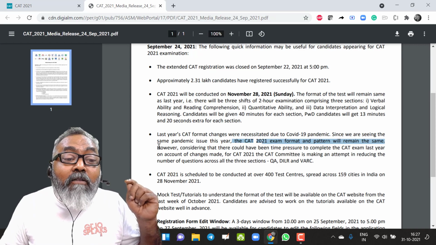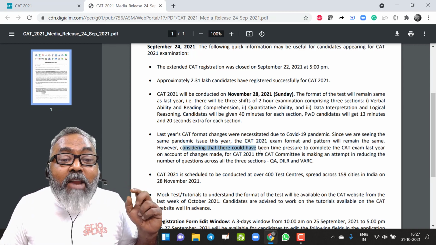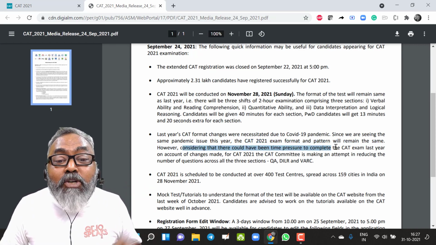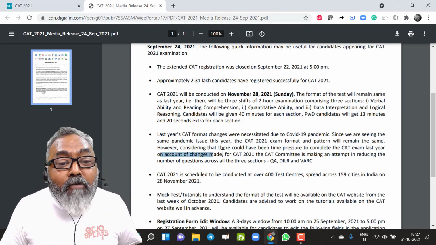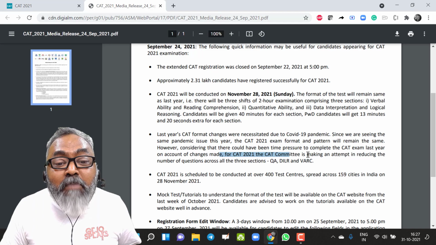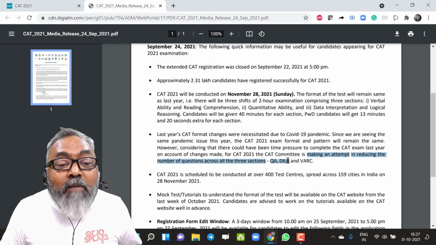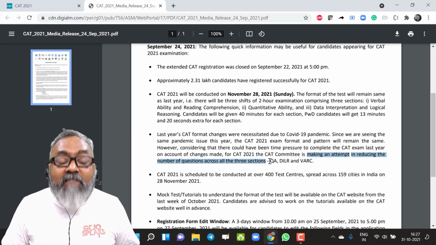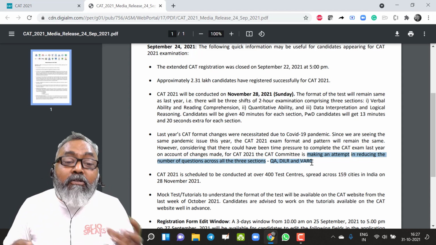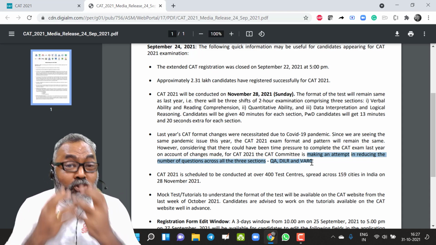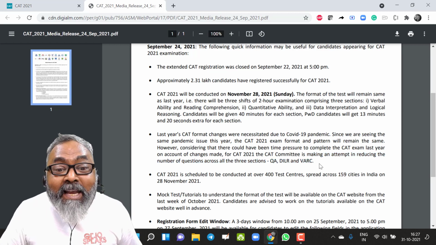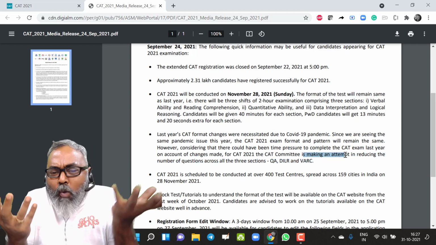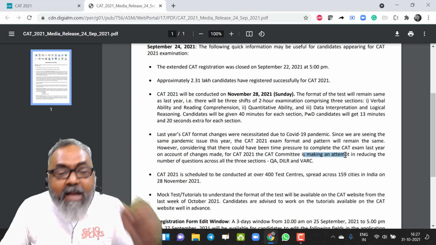And then it says, however, considering that there could have been time pressure to complete the CAT exam last year on account of changes made, for CAT 2021, the committee is making an attempt at reducing the number of questions across all the three sections. Which means the number of questions across all the three sections is going to change, or is likely to change. I don't know what making an attempt means, but that's what they have said.